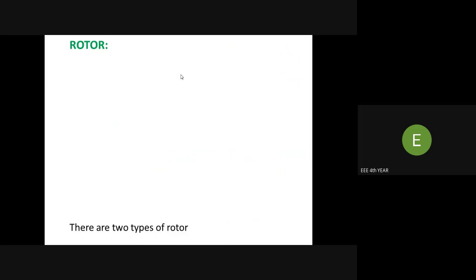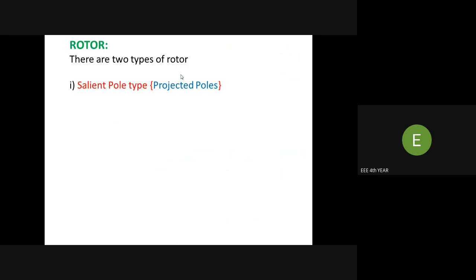Next, the rotor part. There are two types of rotors we have to design. One is the salient pole type, also named as projected pole type. The other is the non-salient pole type, also named as non-projected pole type or smooth cylindrical type. Why we design two types of rotor is based on the turbine speed. Some are available only for low speed. If a low speed turbine is available, we can design the salient pole construction. If a high speed turbine is available, we can design the non-salient pole construction type.